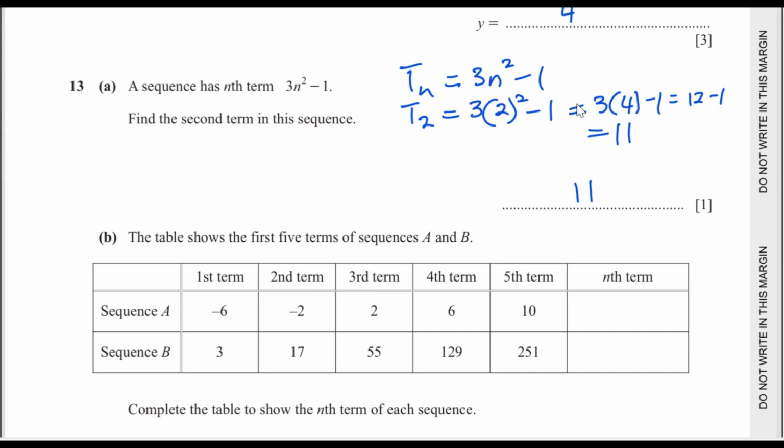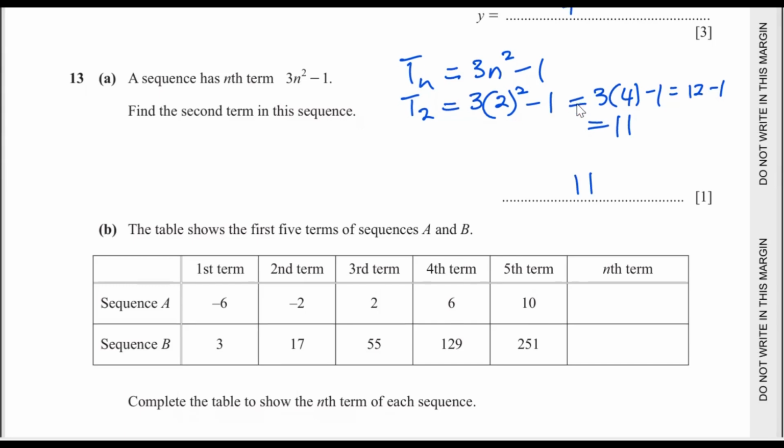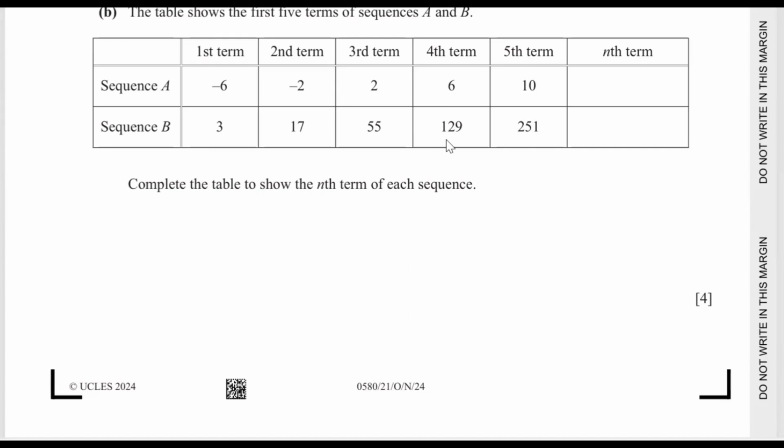Gives us 11. So we move to the B part of this. If we look at sequence A, we want to find out, is it a linear sequence? Is it quadratic? Is it cubic? If you look at minus 6, what will you add to minus 6 to give you minus 2?